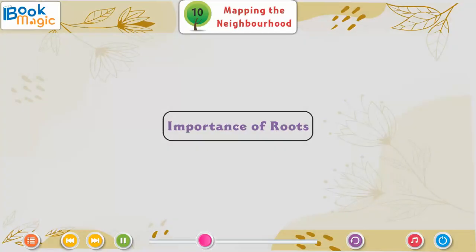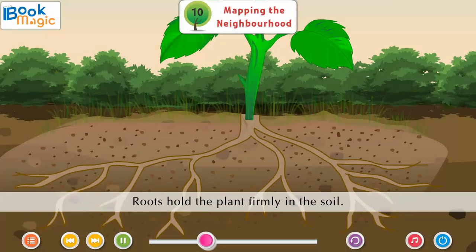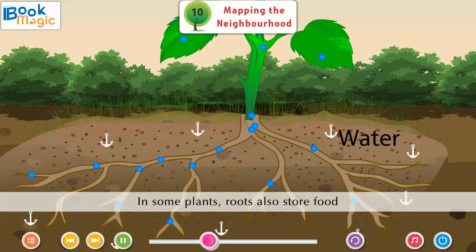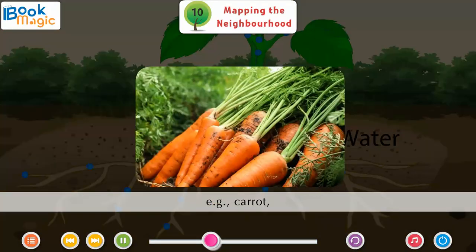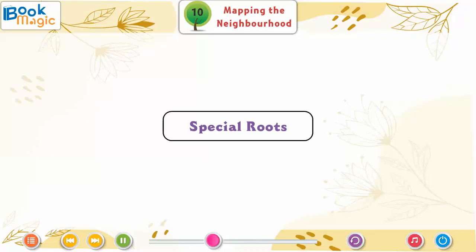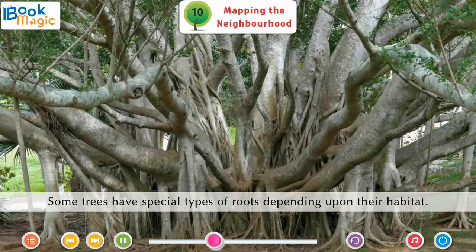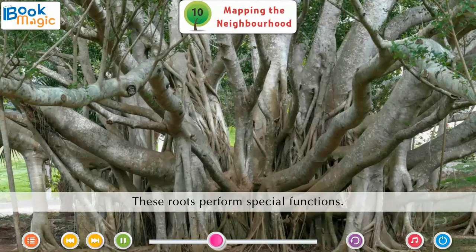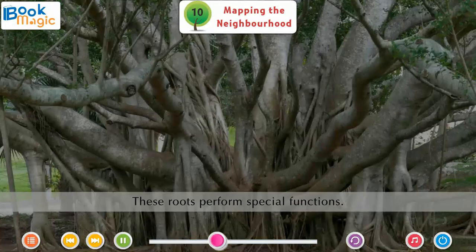Importance of roots. Roots hold the plant firmly in the soil. They absorb water, minerals, and nutrients from the soil. In some plants, roots also store food, that is, carrot, radish, and turnip. Special roots. Some trees have special types of roots depending upon their habitat. These roots perform special functions.